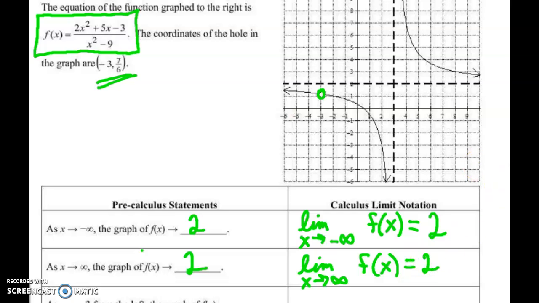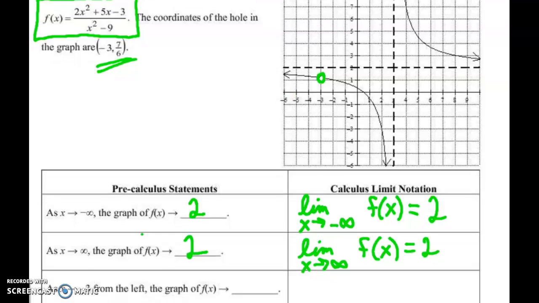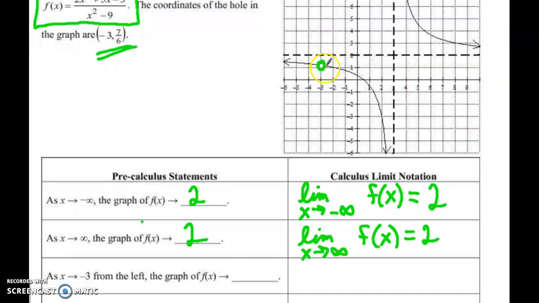So as I continue on, hopefully you're understanding, now we have this statement, as x goes to negative 3 from the left. And so what we're talking about, let me just change colors for you, is we're talking about this side of the graph, because that's the left side. In pre-calculus, we actually gave the y value of the hole, which is right here, in case you didn't know. So how we write it is with a lot less words.